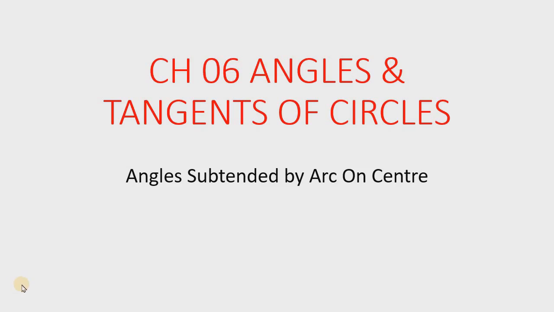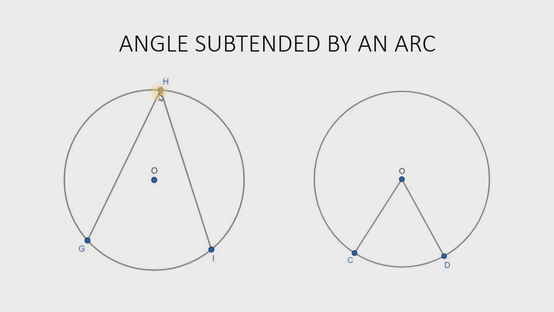Now we are in chapter 6, angles and tangents of circles. Our topic is angle subtended by arc on center. So now you see, I have two angles in circles. The first one, the vertex is on circumference. So this angle we call it angle on circumference subtended by an arc.